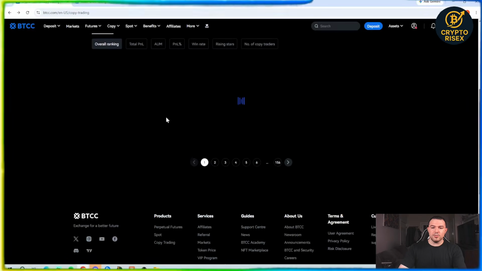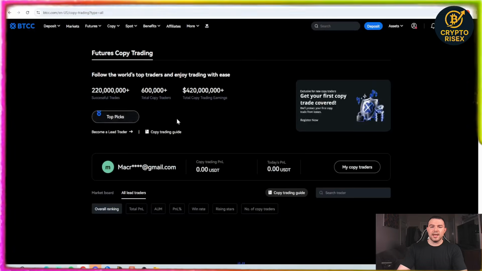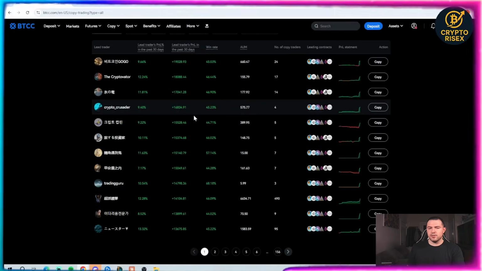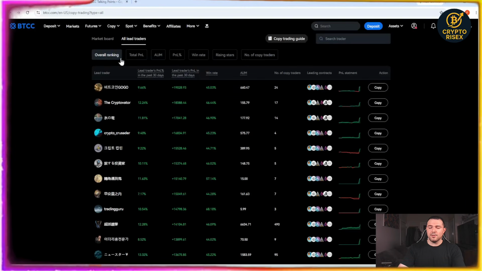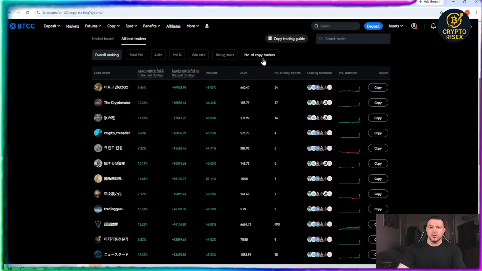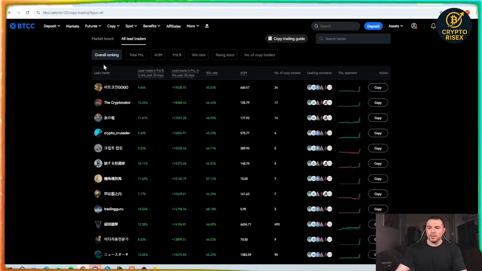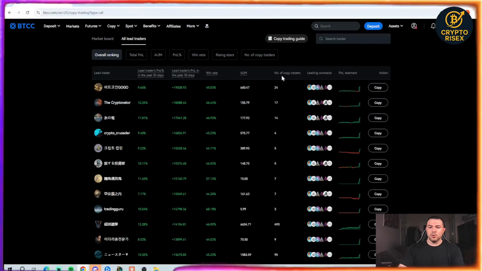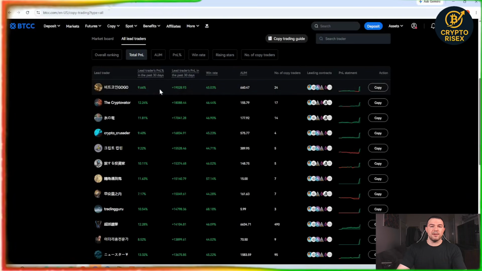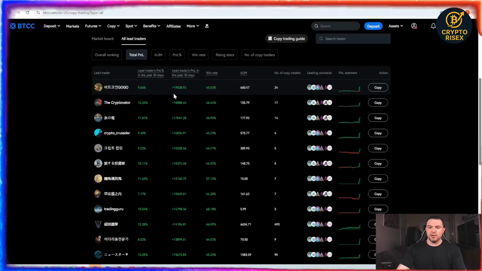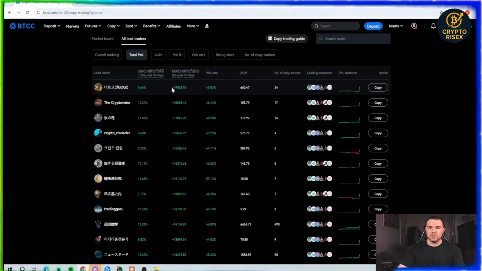But what you want to go into is all lead traders, and it's going to allow you to have a look at all the different traders that you can copy trade. And you're going to be able to separate them by whichever metric is most important to you. There's an overall ranking, overall which trader is doing the best. Then there's the total P&L, which traders have the highest dollar amount profit and loss. So the highest amount of profit here, 19,000 in the past 30 days.